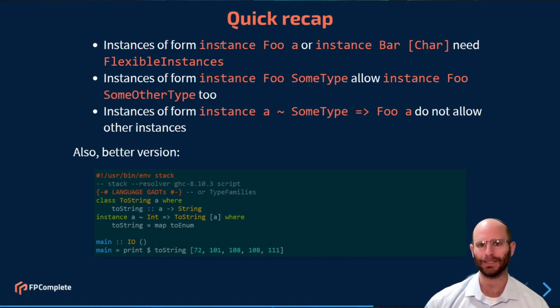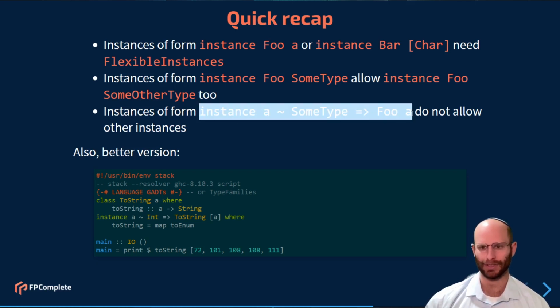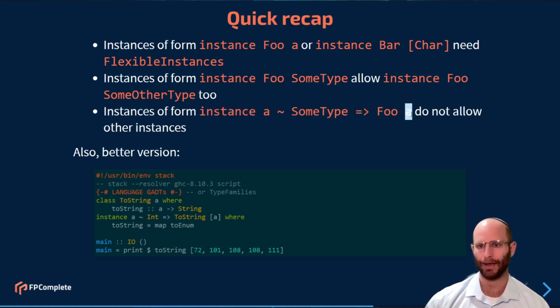Instances of the form instance Foo A, or instance Bar of a list of Chars, both need flexible instances because they do not fit the formula of a Haskell 98 instance of a concrete type constructor followed by a bunch of type variables. Instances of the form instance Foo some type allow an additional instance to be available, instance Foo some other type, and therefore the compiler can't figure out which of those instances you're trying to play with. And finally, this kind of instance where you say, I have a type variable, it's A, this is going to capture every possible instance you could define.